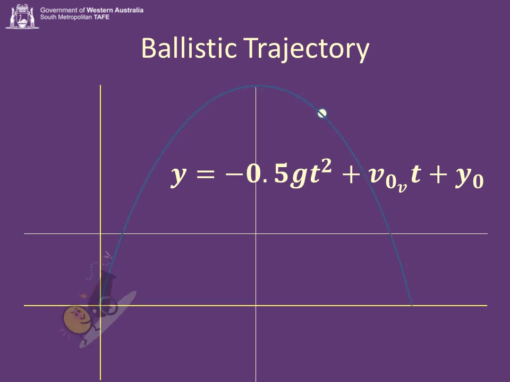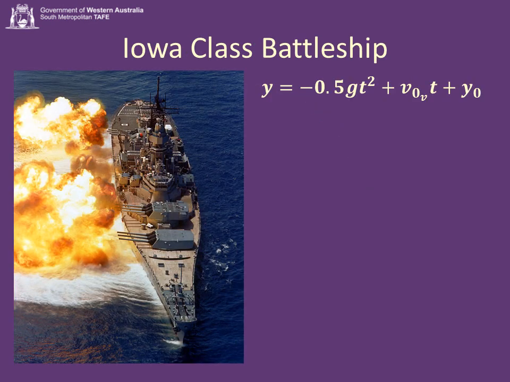We want to find the 2 points at which it hits the ground. It started on the ground, and it hits the ground again. So there are 2 roots, 2 places where it gets to the ground. For this example, I'll consider the guns on an Iowa-class battleship. They're 16-inch, 50 cal Mark 7 guns, firing a shell the size of a car.